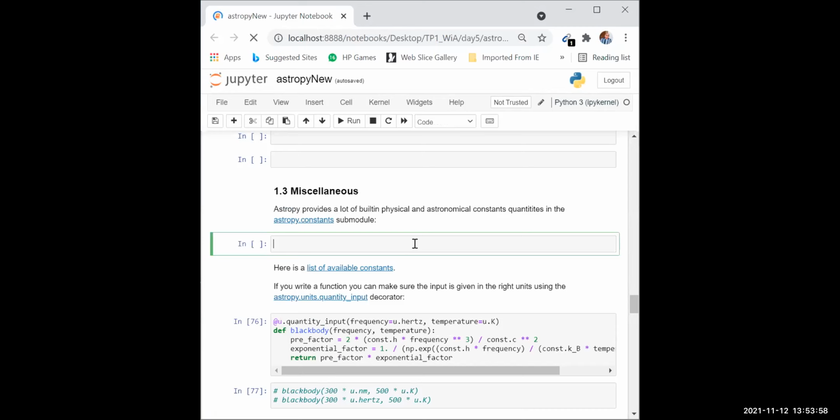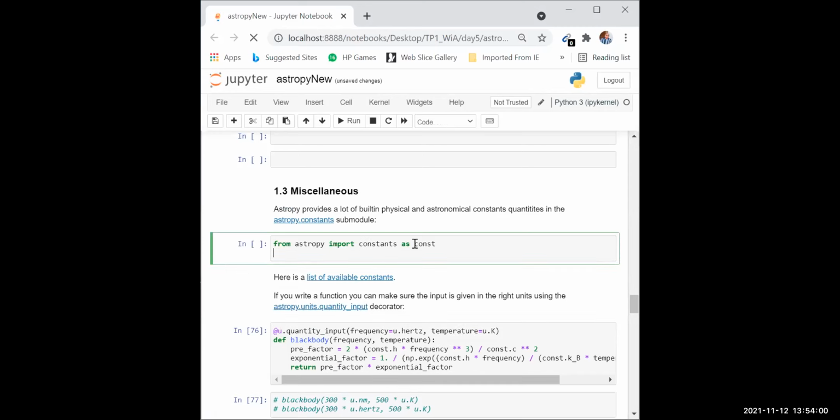Okay. And to illustrate, what you need to do is, again, from astropy import constants as constants, right? And there are different constants which are available. For example, the speed of light, parsecs, which we have already seen, mass of Earth, mass of Jupiter, mass of Sun, various things are already there.